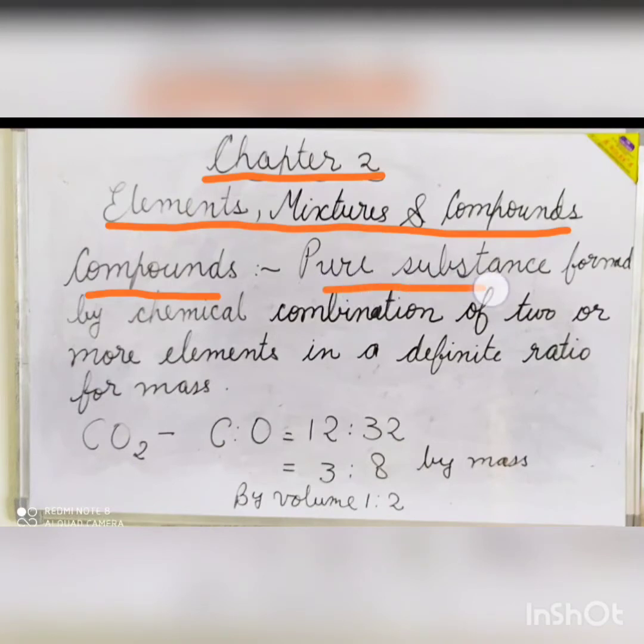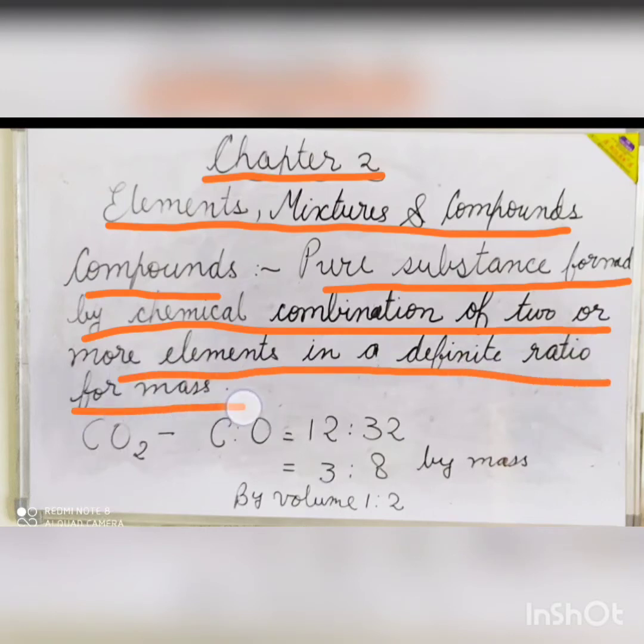A compound is a pure substance formed by the chemical combination of two or more elements in a definite ratio by mass. For example, carbon dioxide is a compound made by combining two elements, carbon and oxygen. They are in the ratio 12:32 by mass, that is 3:8 by mass, and by volume the ratio of carbon and oxygen is 1:2.